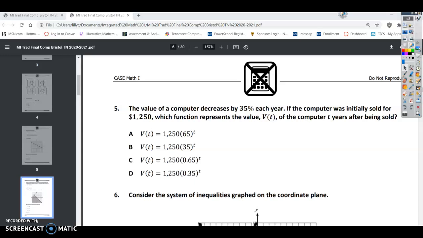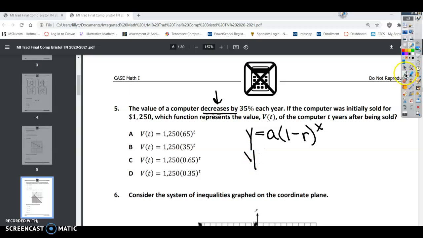All right, so if you remember exponential function, we're going to have y equals a, your initial amount, times 1 plus your interest rate if it's growth, or minus, this is decrease, minus your interest rate is decay. So since this says decrease, we know this is a decay function, and so all we have to do is plug in what we have.